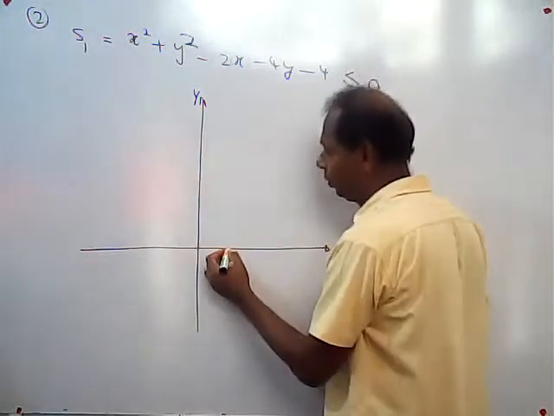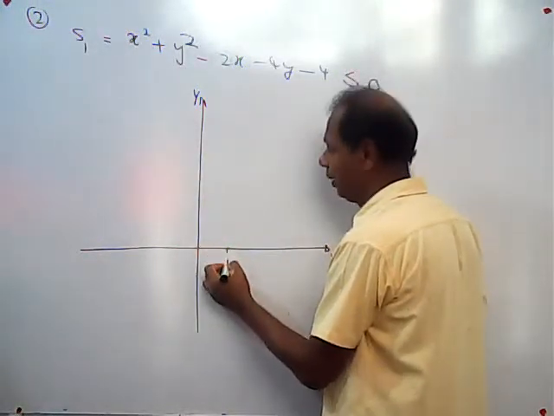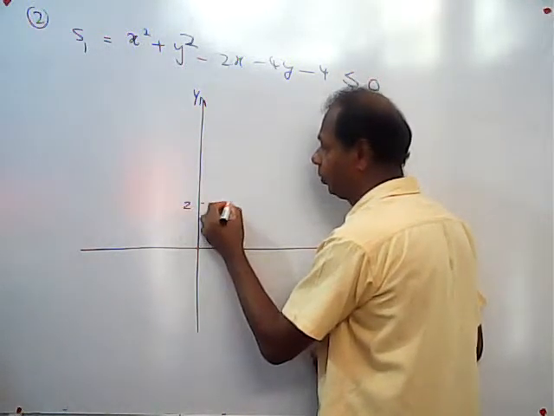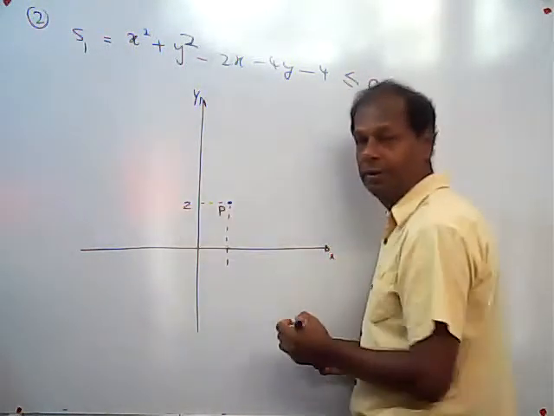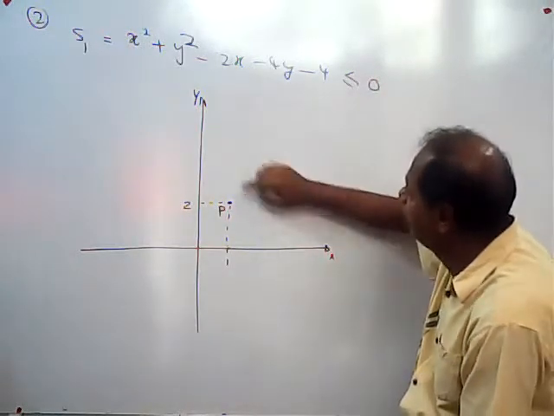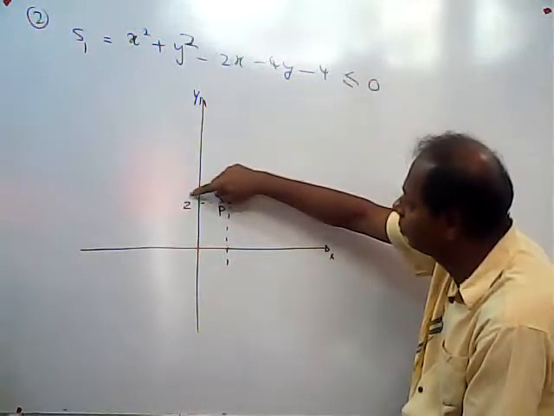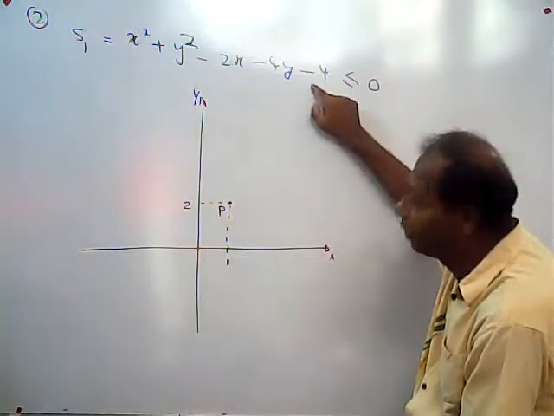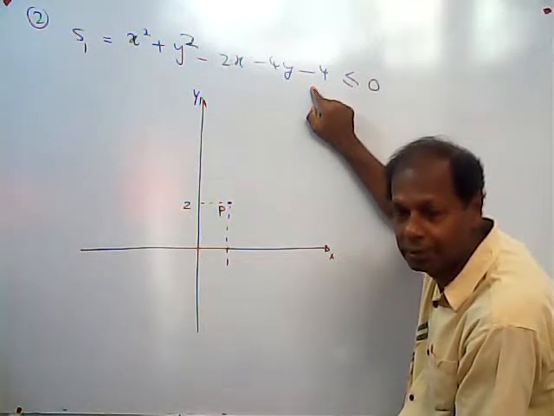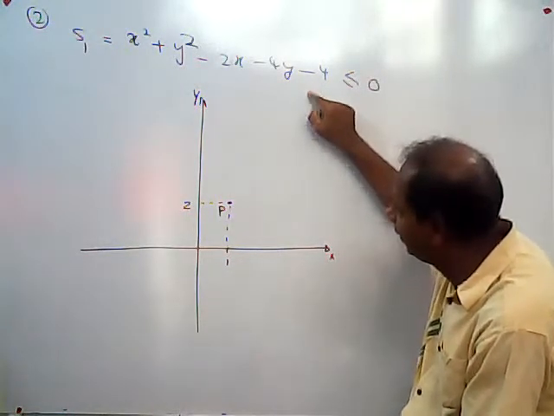Center 1 and 2. P is the center. What is the radius? Radius is root of 1 square plus 2 square, 5 plus 4, 9. Root of 9, so it is 3. Radius is 3.